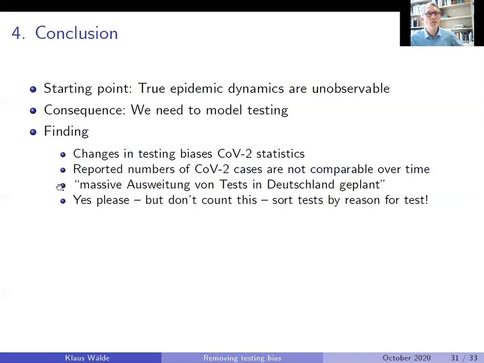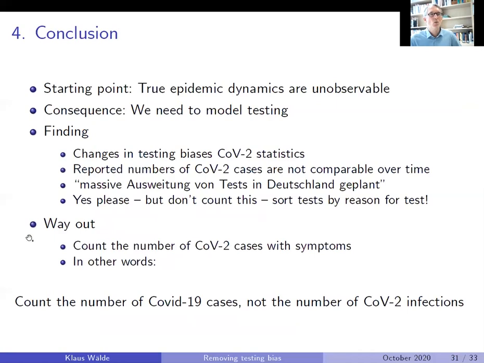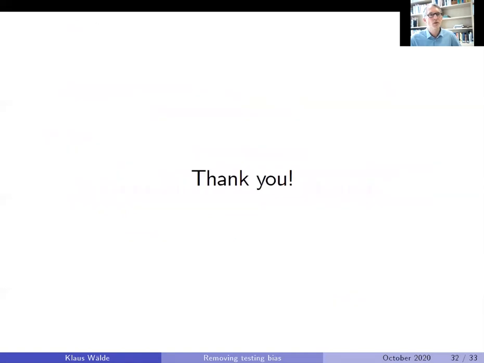So when in Germany we think about a massive expansion of tests, meaning more and more tests being undertaken, then yes, please do this. This is a fantastic thing, because we want to identify people who can infect others. But don't count the number of positive cases coming from one source and another source and add everything together. Sort tests by reasons for tests. So what is the way out? Count the number of CoV-2 cases with symptoms. So in other words, very simple: count the number of COVID-19 cases. Do not count the number of CoV-2 infections. Okay, that's all I wanted to say. Thanks a lot for your attention.